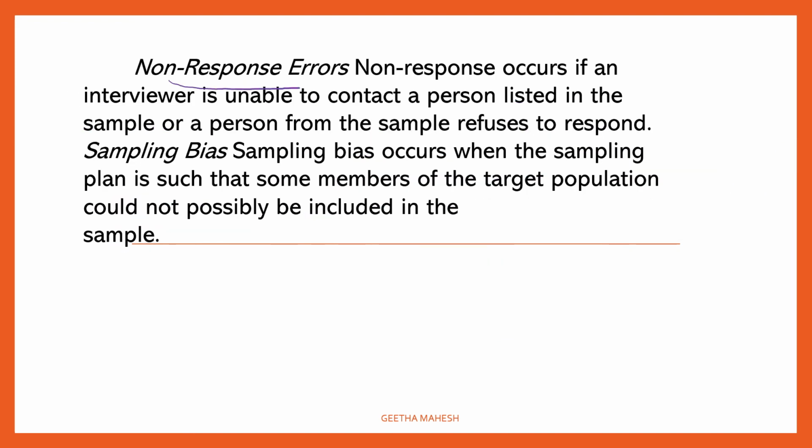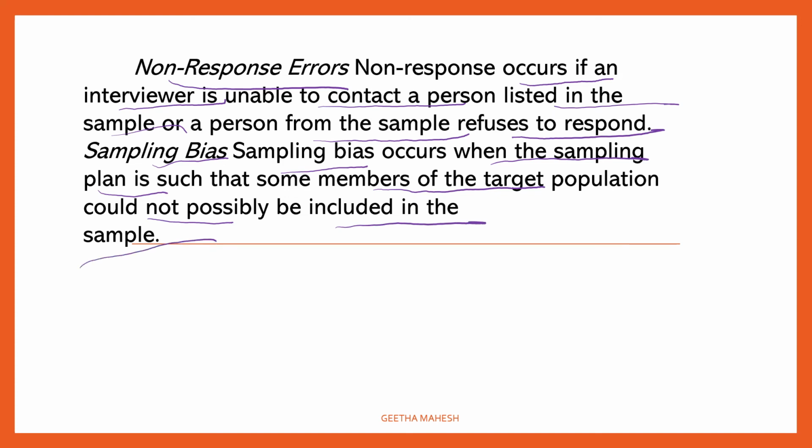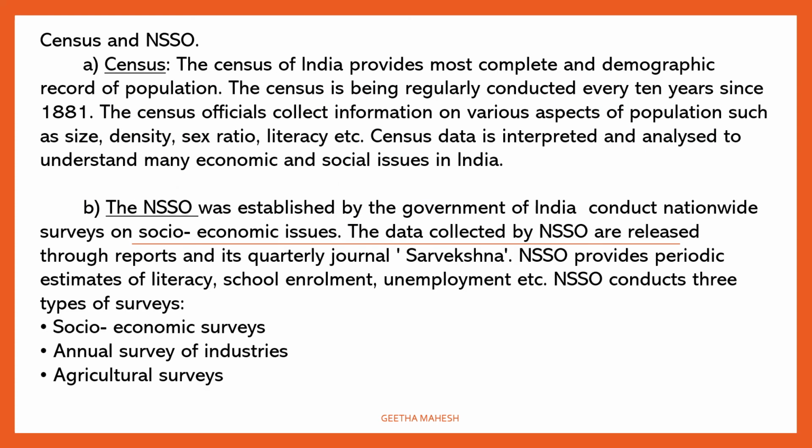What does non-response error mean? Non-response error occurs if an interviewer is unable to contact a person listed in the sample, or a person from the sample refuses to respond. Sampling bias occurs when the sampling plan is such that some members of the targeted population could not possibly be included in the sample. Let us have a glance at the Census and the National Sample Survey Organization.